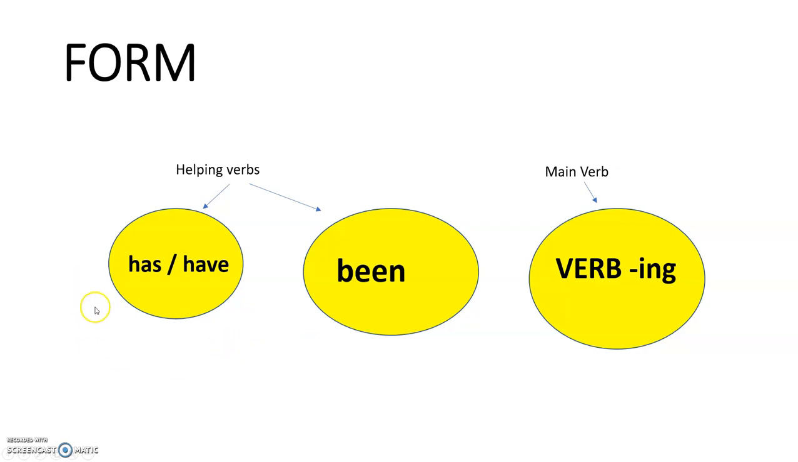So according to your subject, you always have to choose has or have. Right? So use has for he, she, it. Use have for the other subjects. The be verb is always in past participle, which is been. So this middle part will never change. And then your main verb, ing.